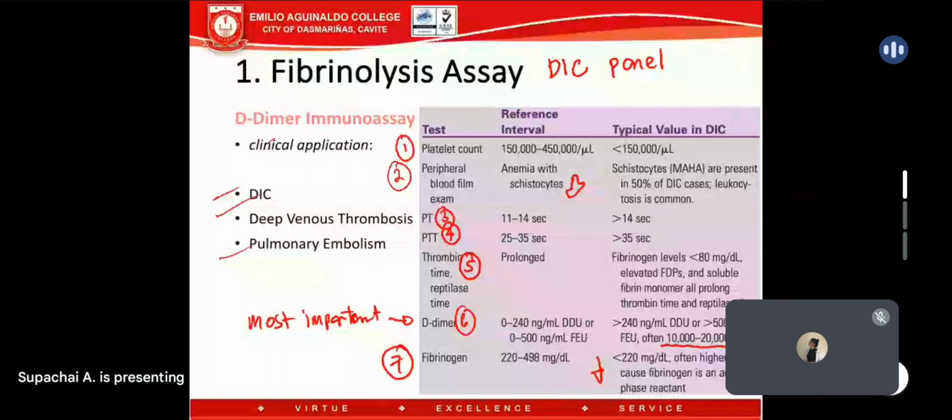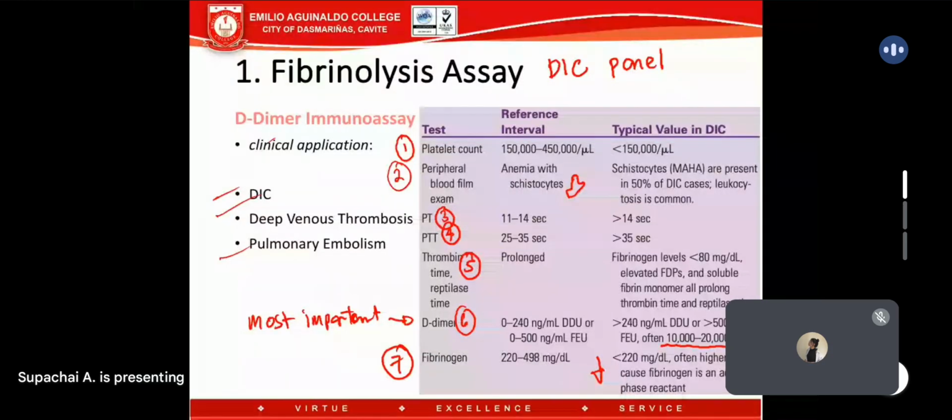Number 5 criterion is the thrombin time or the reptilase time, using the Russell viper venom, from, di ba alam niyo na yun, from the snake. So that is prolonged. Why is reptilase time preferred over the thrombin time? Well, again, reptilase time is not affected by heparin therapy. In cases of DIC, it is prolonged and the fibrinogen level is also decreased.